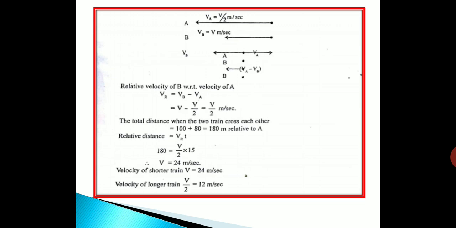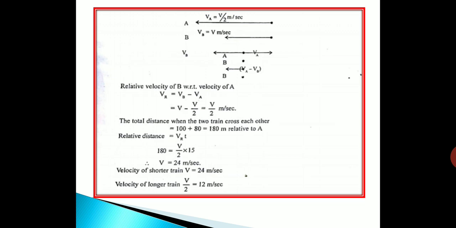15 seconds. Now, here we can use the formula for velocity. Velocity formula is what? Distance travelled upon time taken. What do we have with us? We have distance with us, we have time with us. So here, how is it given? Relative distance we have cross multiplied and taken velocity into time.